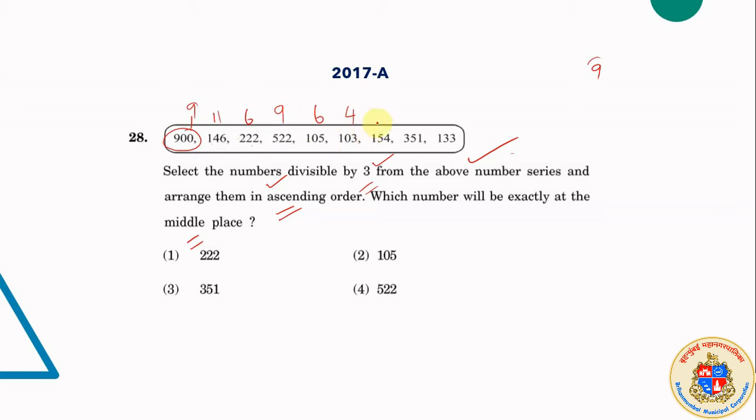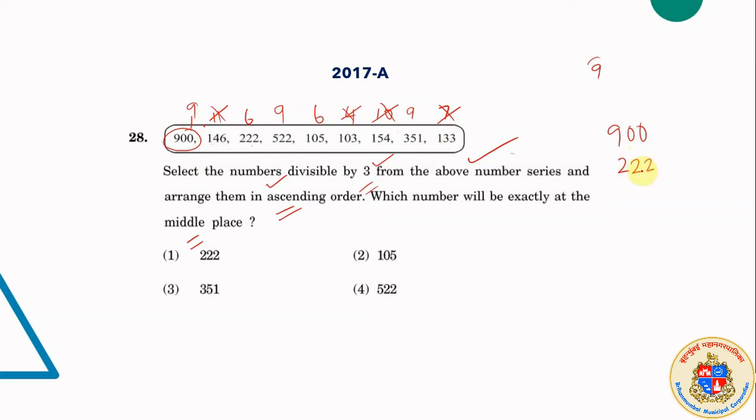In this case, 4. In this case, 10. In this case, 9. In this case, 7. From this we know that 11 is not divisible, 4 is not divisible, 10 is not divisible, 7 is not divisible. So these numbers, which numbers? 900. I am going in detail because your thought process should be quick in the exam.